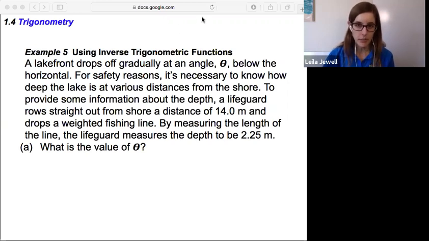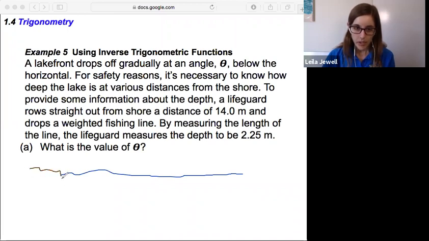Right, so here's an example where it really helps to draw a picture because they didn't happen to give us one. And that's where we have to look at the text and try to put it into picture form. Take the words and put them in pictures. So the lakefront drops off at some angle below the horizontal. So I'm picturing that we have a lake here. This is roughly horizontal. And then we have a shoreline, right, where there's land, cool.